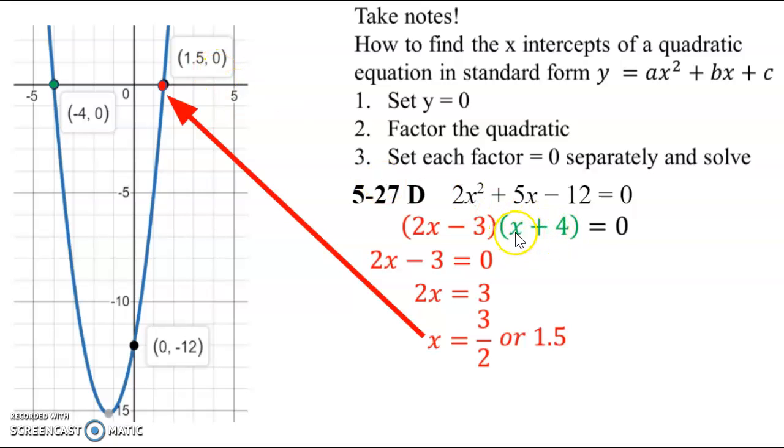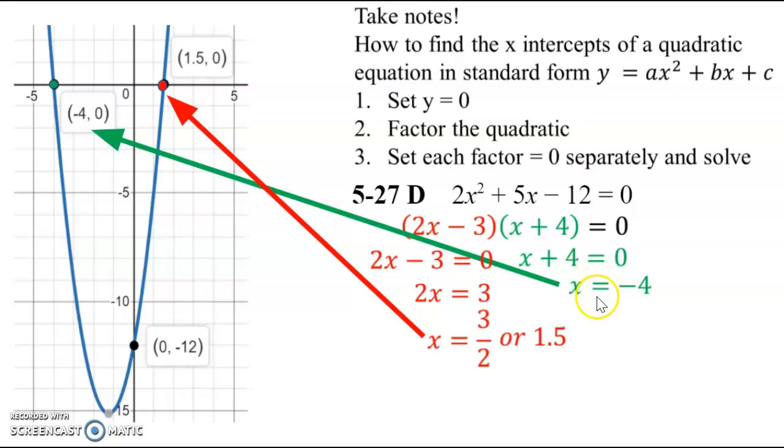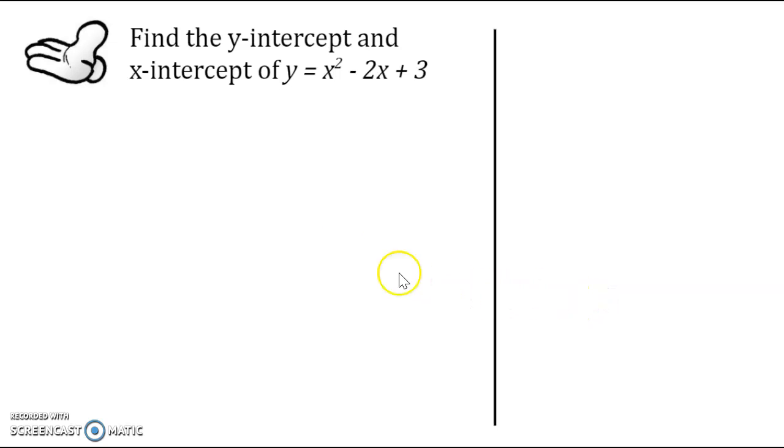What about the other possibility, that the second factor, x plus 4, is equal to 0? So we write the equation there, x plus 4 is equal to 0, and then subtract 4 from both sides, and you get x is equal to negative 4, and that is the green x-intercept that you see. Okay? Great, so then let's try to do some problems.